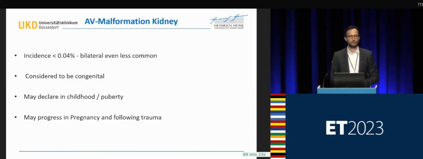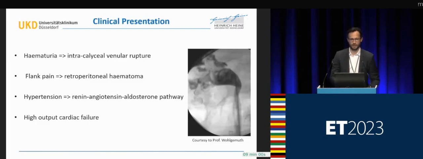We all know that the congenital AV malformations are very rare incidences, and as I said, they're considered to be congenital, and they may declare in childhood or puberty, and also can progress in pregnancy and also following trauma, where Deborah will show us in the next talk about traumatic injuries of the kidney.